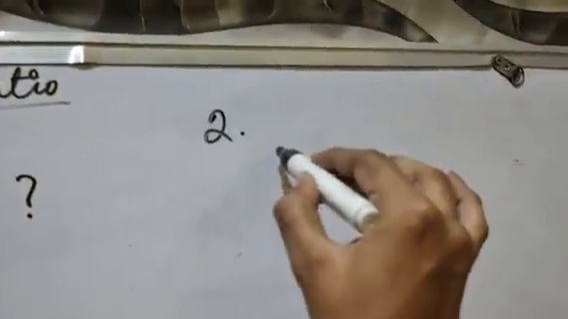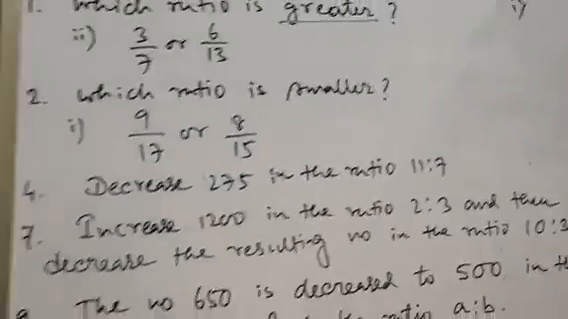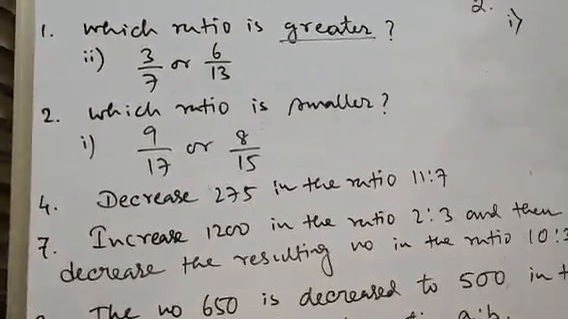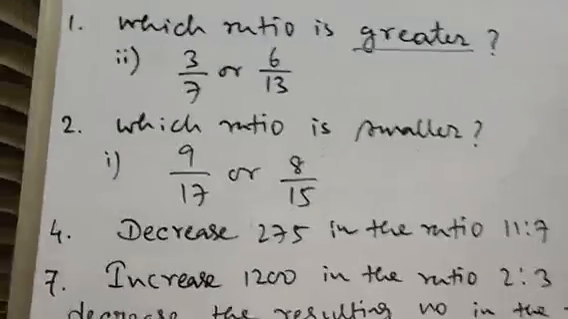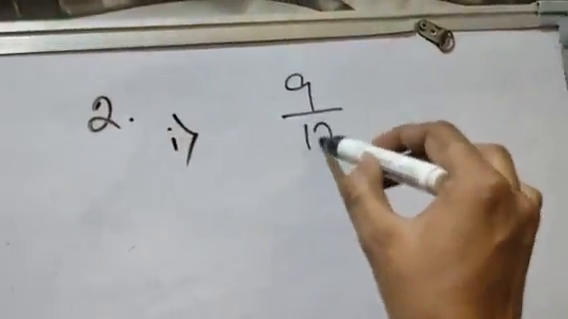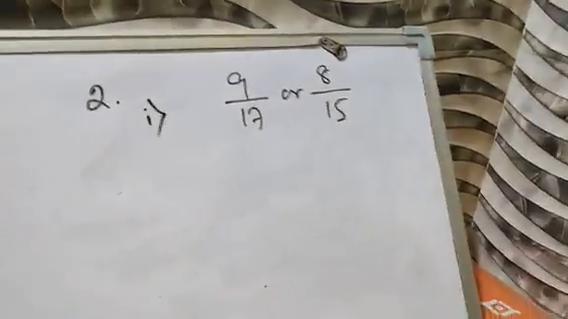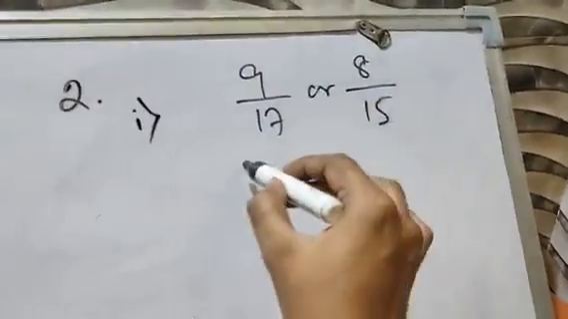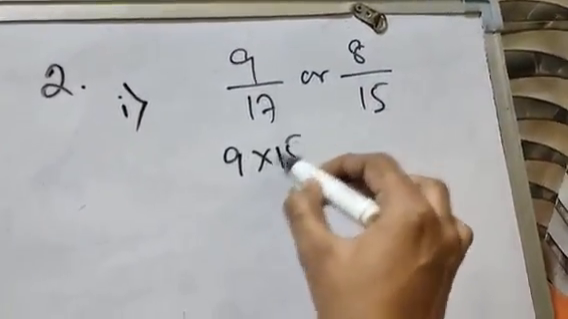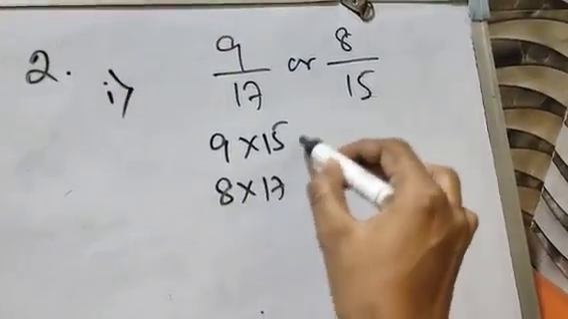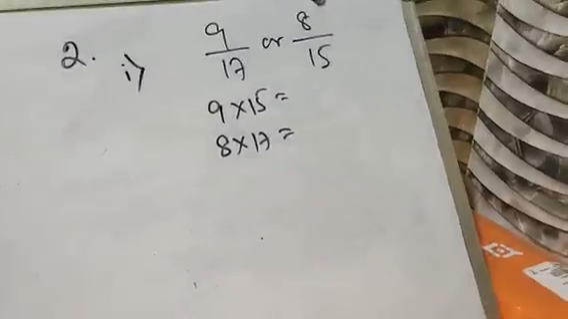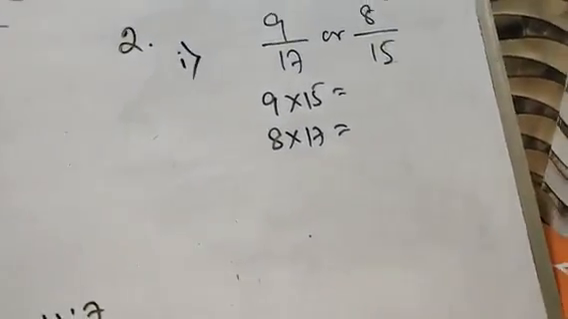Next, question number 2, part 1. It says identify which ratio is smaller. The same question: the first one was greater and this one is smaller. So 9 by 17 or 8 by 15. In the same way, we will first cross multiply. Multiply 9 into 15 and 8 into 17.